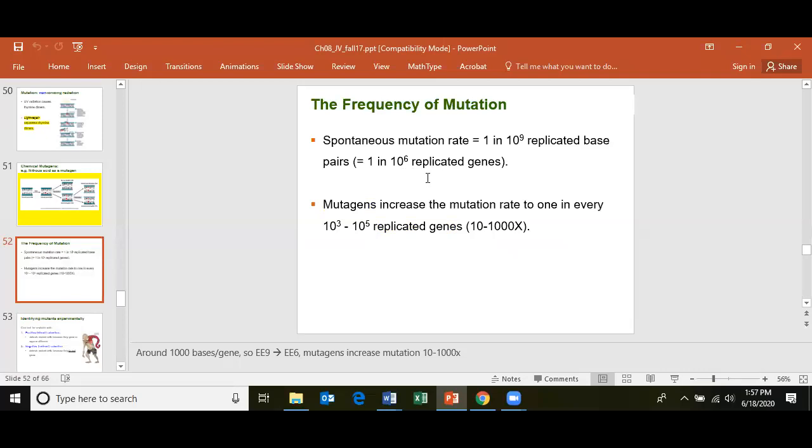Mutagens increase the rate of a spontaneous mutation. Mutagens generally increase the mutation rate by 10 times or 1,000 times. And that means they increase the rate or probability of a mutation from 1 in 10 to the 6th genes being mutated to 1 in 1,000 or 1 in 10 to the 5th replicated genes being mutated. All right? Any question about any of that?